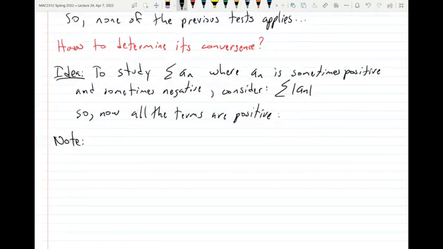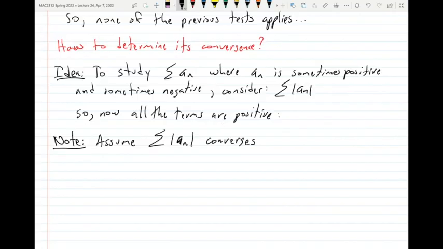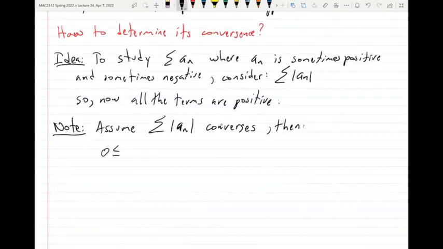So note, assume that the series of absolute values converges. So let's say that when we do this, we do get a convergent series. Can we deduce something about the series a_n? After all, this is the one that we started with, right? If this converges, then I want you to notice the following: if I have a_n and I add the absolute value of a_n to it, whatever n is, I claim that this is greater than or equal to 0 all the time.